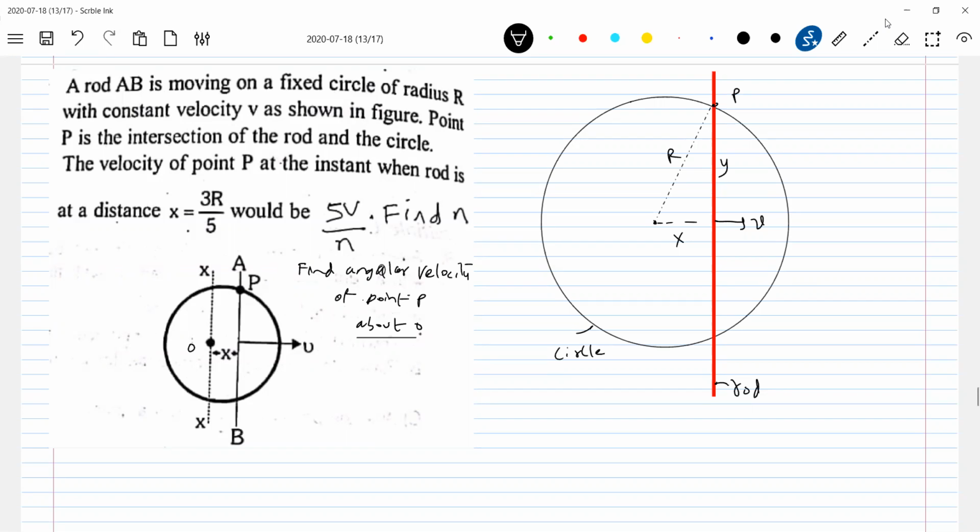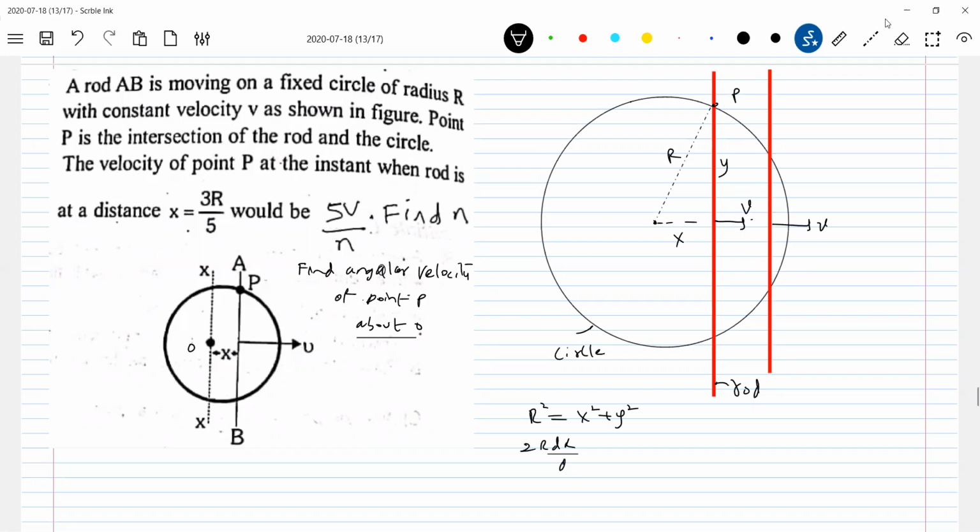So you draw one more diagram where the rod, I'll show this one. After some time, the rod will be here, no? You can see, so what happened to X and Y? They are variable, no? So let me write the equation now. R square is equal to X square plus Y square.